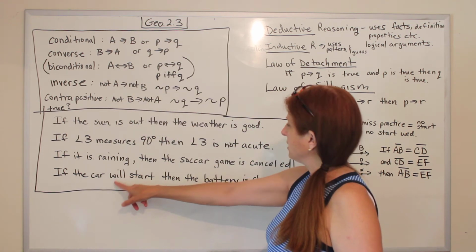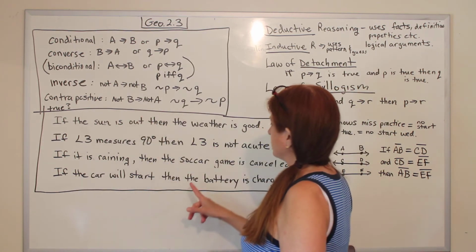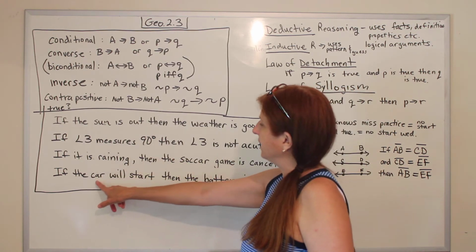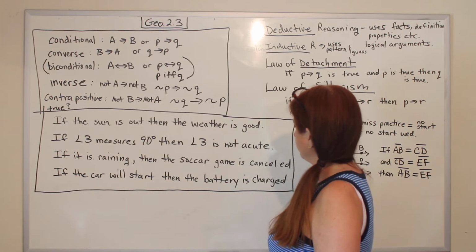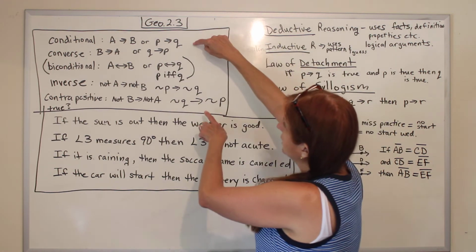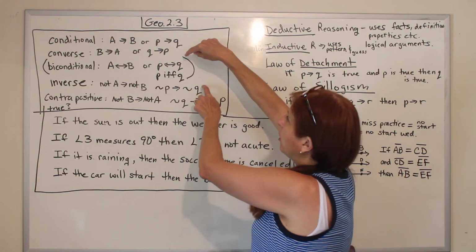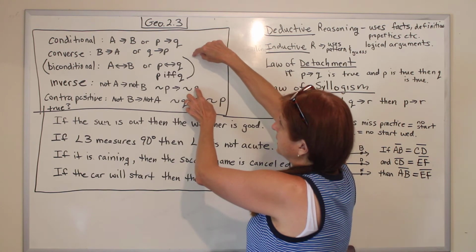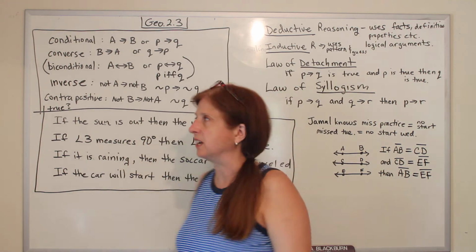All right, now let's do the inverse. If the car will not start, then the battery is not charged. Also not true. Contrapositive. If the battery is not charged, then the car will not start. That one's true. So a lot of times the conditional and the contrapositive will be true when the converse and the inverse are false, or the conditional and the contrapositive will be false when the converse and the inverse are true. They go together like that, usually, the truth or falseness of it.